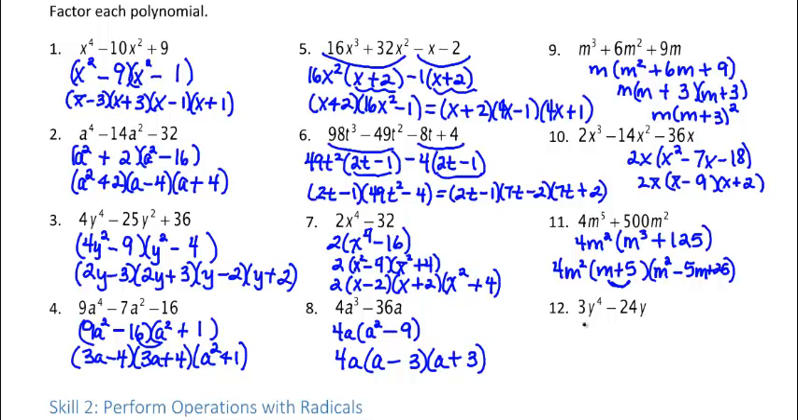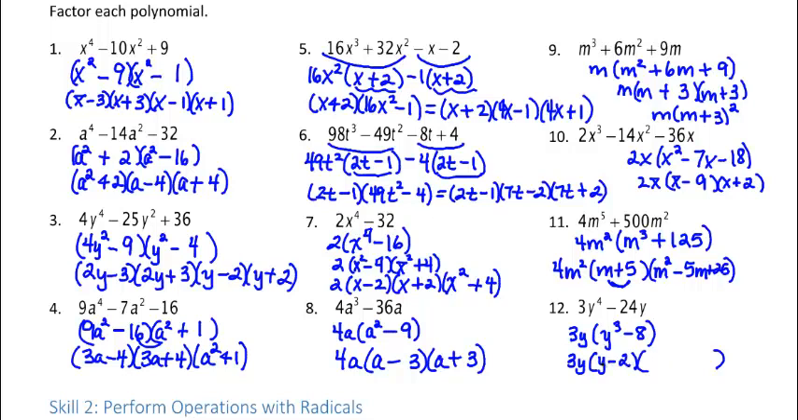And number 12 is 3y to the 4th minus 24y. There's a common factor of 3y, so that leaves y cubed minus 8, which is again a binomial that is the difference of two cubes. So we factor this as a binomial times a trinomial. The binomial is what do we cube to get y cubed and 8, which is y minus 2.